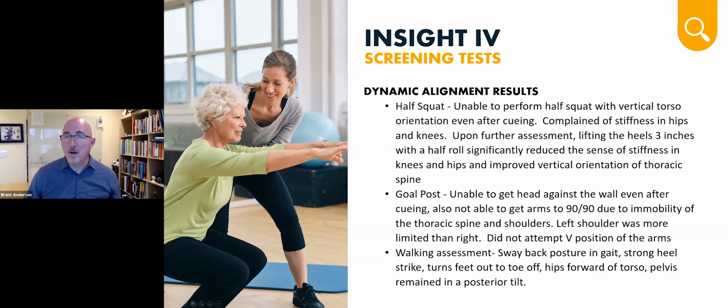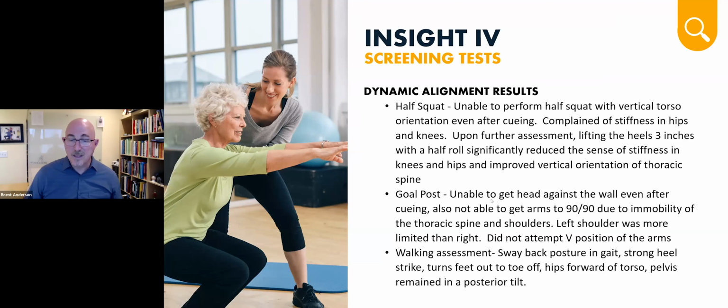So you have to think about, where would the restrictions or the limitations be for Jane based on this goalpost test? And as I'm thinking of her function of being able to lift her grandchild and carry a grandchild or use her arms, lift them up, that this might be a problem if she can't get into a good vertical posture. And then the third test we did was looking at the walking assessment.